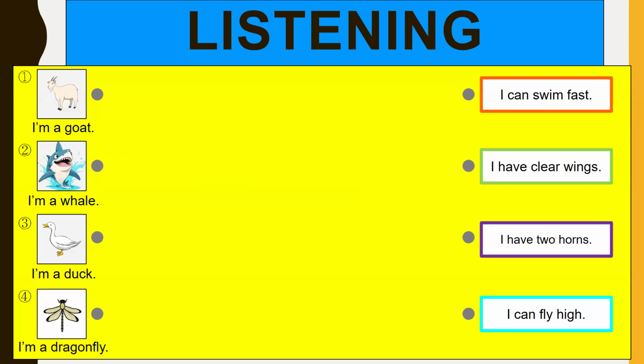Let's move on to the listening. Let me play the dialogue for you from now on. Then you can connect each picture and sentence related with the dialogue. Are you ready? Then I'll play number one first.